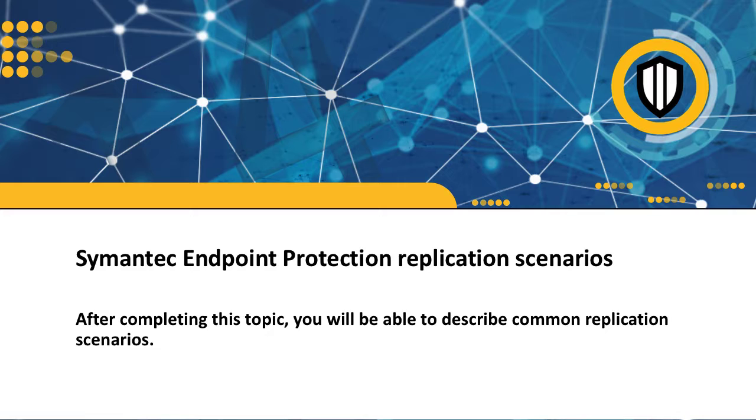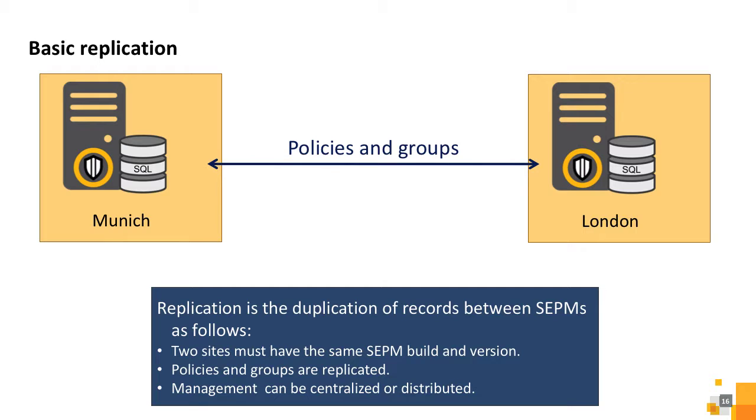This is the Symantec Endpoint Protection Replication Scenarios topic. There are several configurations that can be used to replicate data between the London, Paris, and Munich sites. In this topic, the following replication scenarios are described: basic replication, centralized management, distributed management, centralized logging, client packaging and content. Basic replication is the replication of policies and groups. When you configure replication, policies and groups are replicated by default.